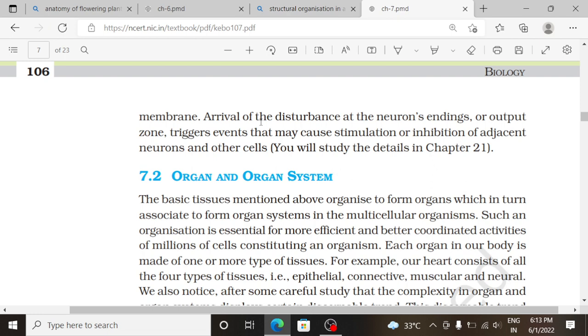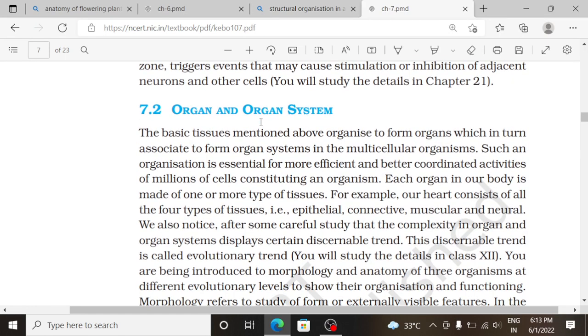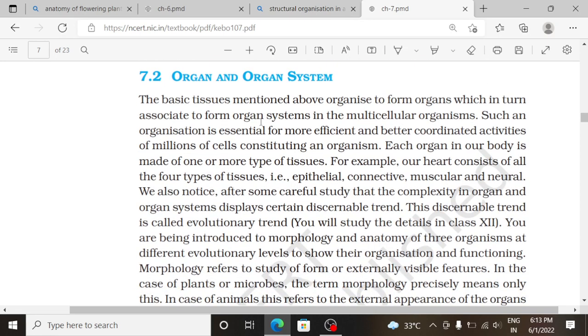So arrival of the disturbance at the neuron's endings or output zone triggers events that may cause stimulation or inhibition of adjacent neurons and other cells. Organ and organ system. The basic tissues mentioned above organize to form organs, which in turn associate to form organ systems in the multicellular organisms. Such an organization is essential for more efficient and better coordinated activities of millions of cells constituting an organism.